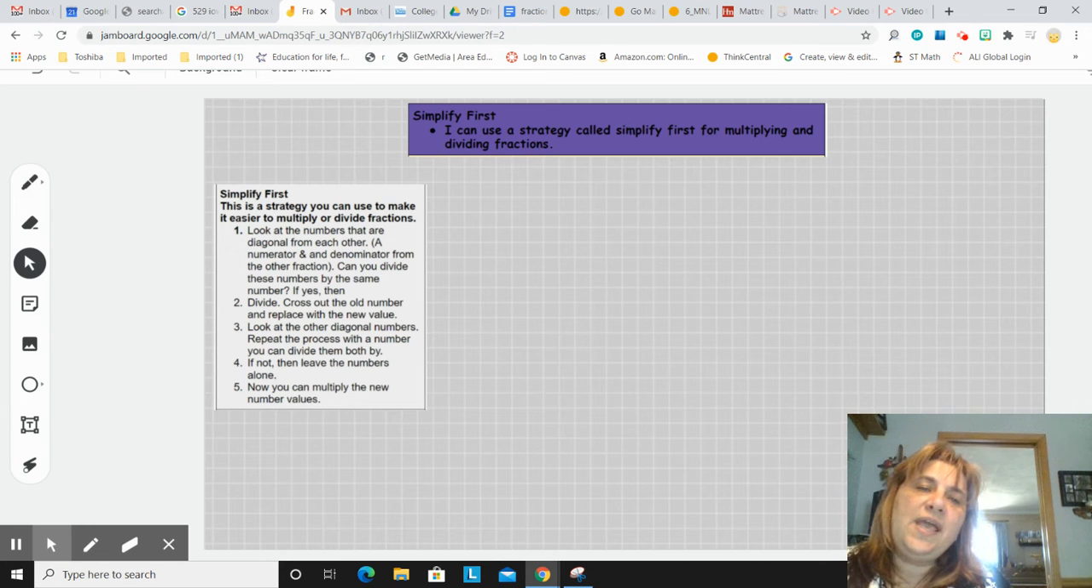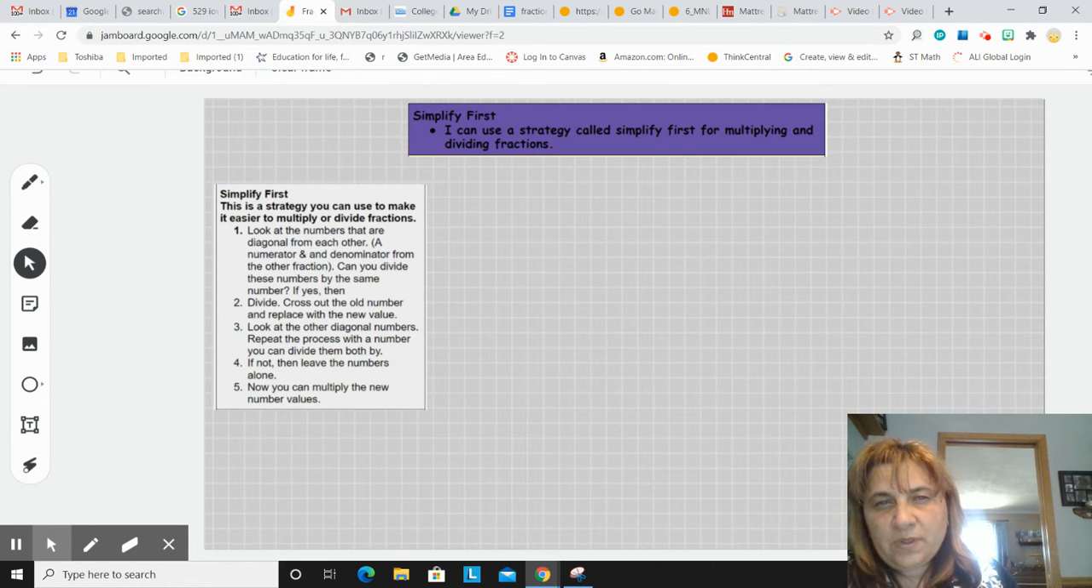Boys and girls, today I'm going to be doing a lesson with you called Simplify First. This is a strategy lesson. We use simplifying first when we're multiplying or dividing fractions, when we get to the multiply stage.